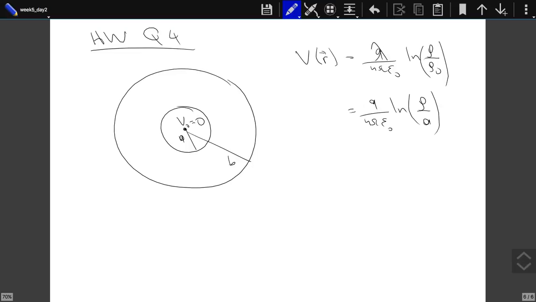No, it's not Q, by the way, it's lambda. V at the point R is equal to 0 if R is less than A. Do you agree? Because there is no electric field. Neither this cylinder nor the other cylinder creates an electric field. I forgot to mention it in the homework, but you can just assume that this has a charge density lambda, and the other one has a charge density minus lambda.